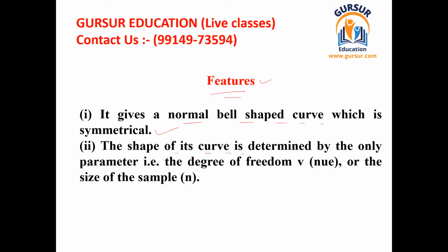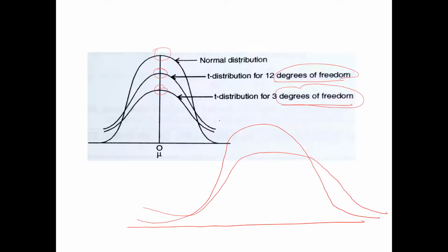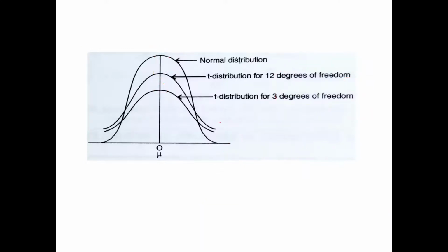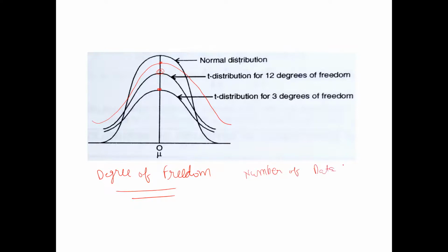Then the shape of its curve is determined by only one parameter. This is the degree of freedom. So this is the degree of freedom at 12. This is the degree of freedom at 3. If we have to find the t-test on 15 degrees of freedom, it shall be wider than 12 degrees of freedom. Now, what is the meaning of this term? Once or twice this term has been asked in the examination as well. What is the degree of freedom? Degree of freedom means the number of variables, or you can simply say data points.